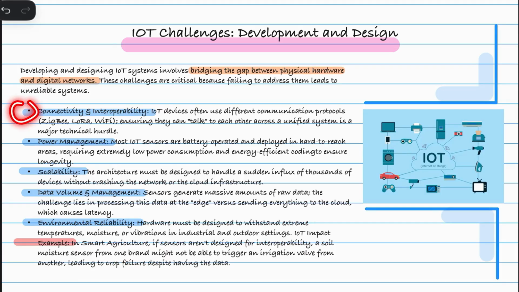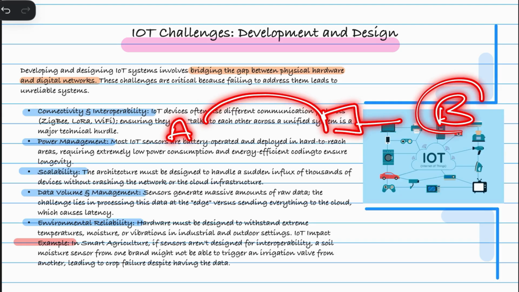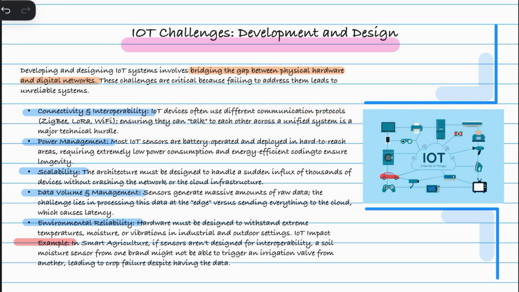So let's break them down so you can write them perfectly in your exam. The very first challenge is connectivity and interoperability. Think of interoperability as a massive language barrier. You have thousands of devices out there, all using different wireless tongues, right? Some of them are talking using Zigbee, some using LoRaWAN, or some are using Wi-Fi. So these are different languages. What is the challenge? Making a sensor from brand A seamlessly talk with the gateway from brand B, knowing that their languages are completely different.